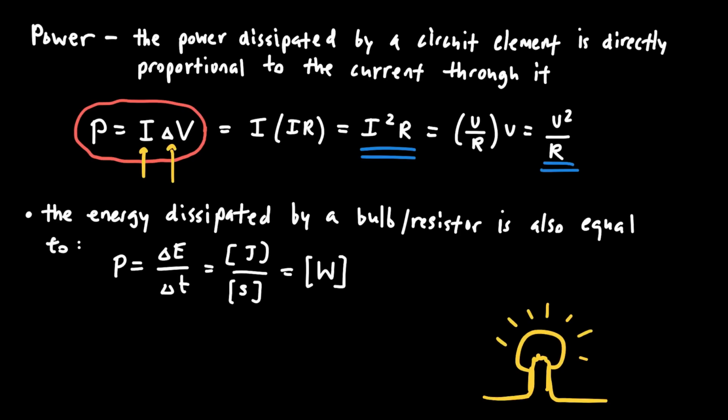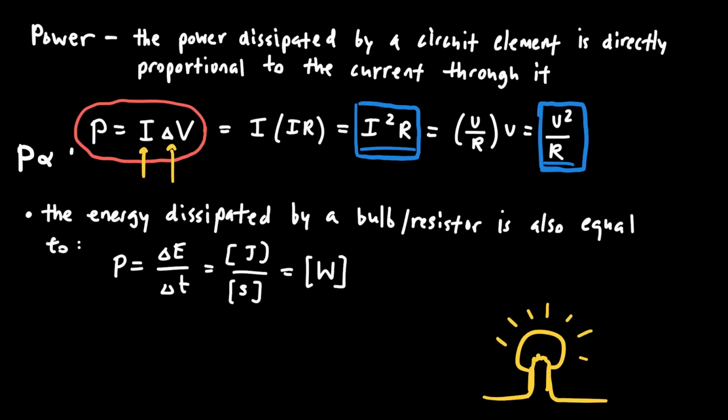And because of manipulations that I can make with Ohm's law, the voltage could be represented as I times R. And so we could express power as the square of current times the resistance. Or if we replace the current with V over R, then we could express the equation for power as V squared over R.